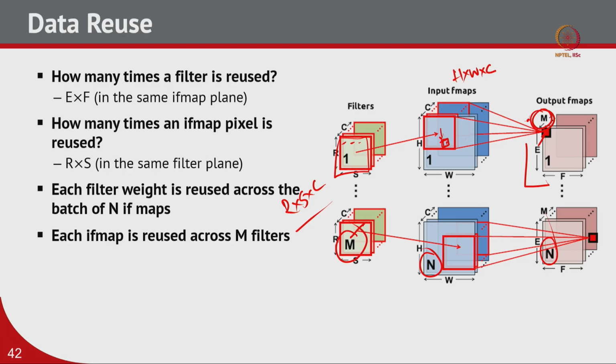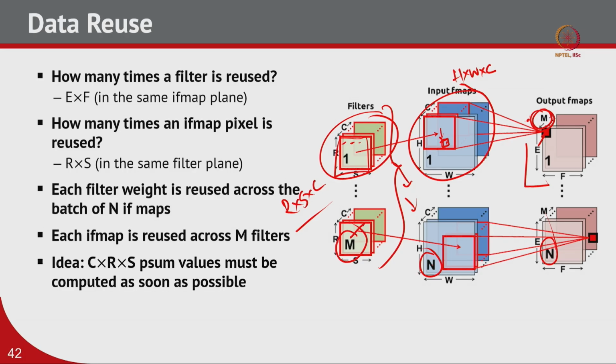Now, each filter weight is also reused across the batch of N input feature maps. For each of these N input feature maps, we will use the same filters again and again. So, that is another type of reuse. And finally, each of these input feature maps is reused across all these M filters. So, these are all the possible data reuse in convolutional operation.